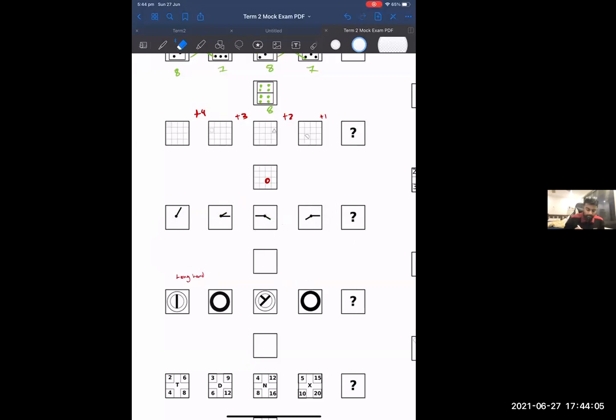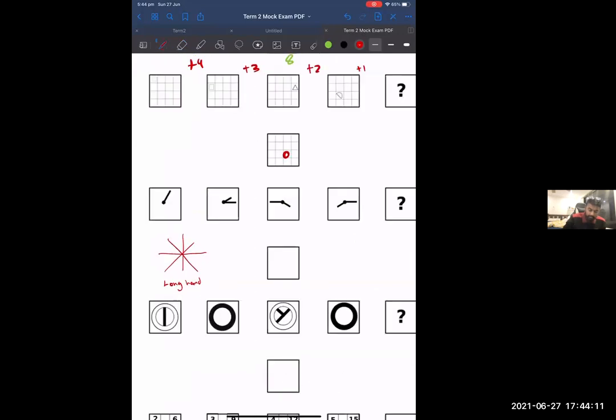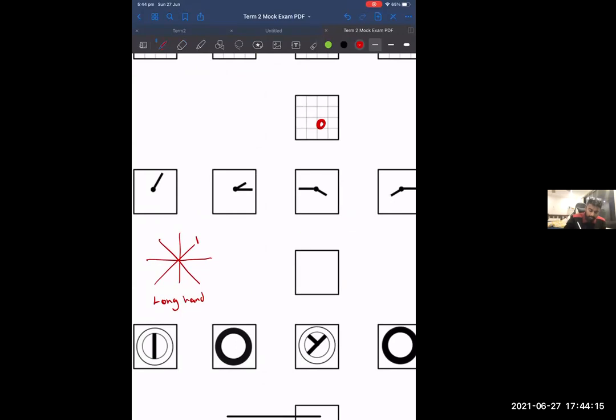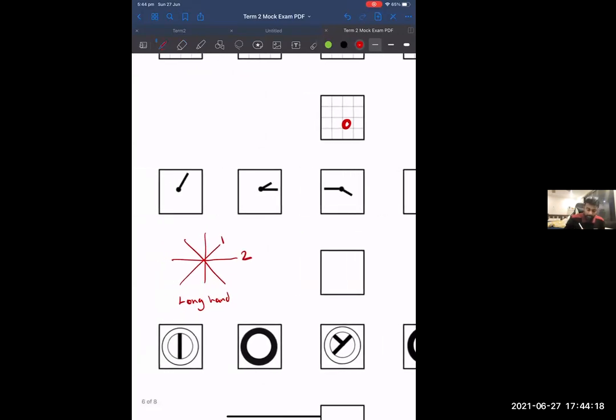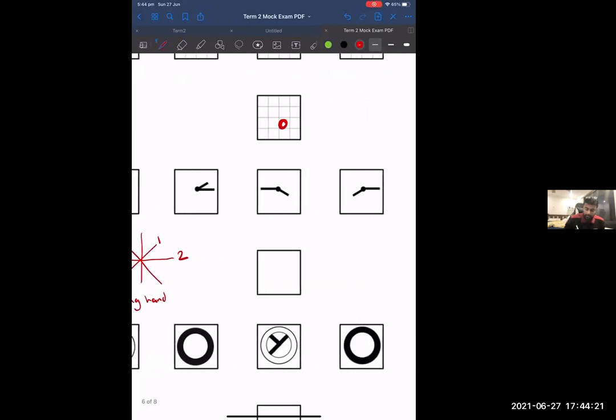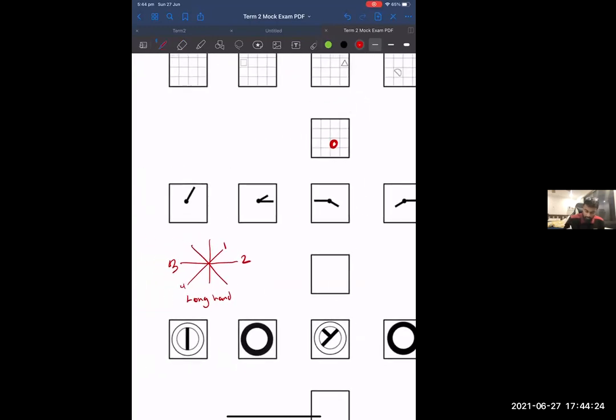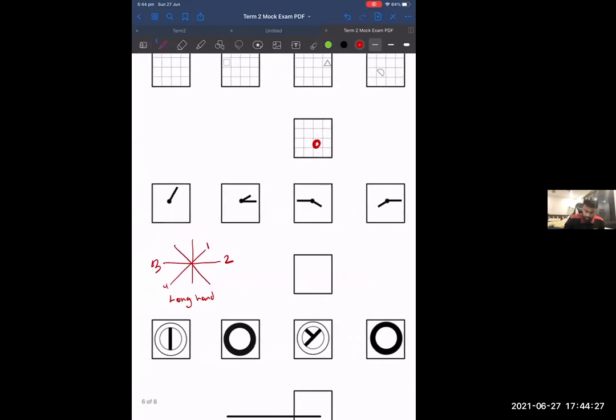So let's draw the 8-sided map. 1, 2, 3, 4. So it starts off here. 1. Wait, are we doing the longhand or the shorthand? Longhand. Yeah. 3, and then 4 goes to here, right? Yes. All good? Yeah. All right, so from 1 to 2 it is +1. And then 2 to 3 it goes +4. And then 3 to 4 it goes +7.